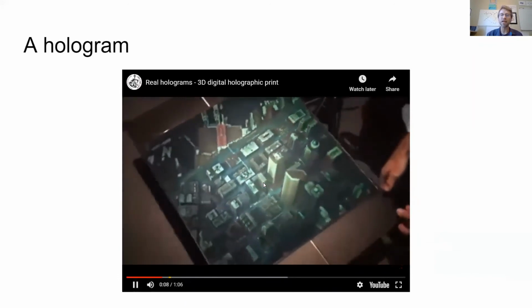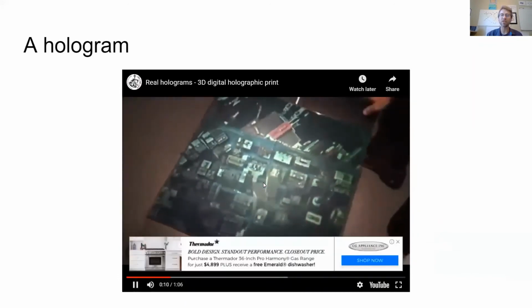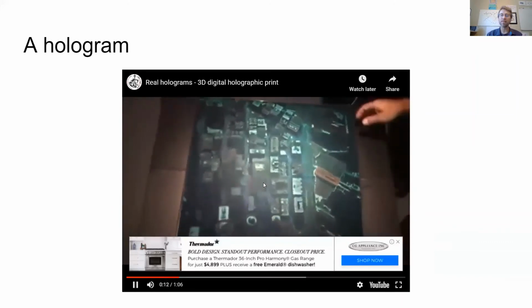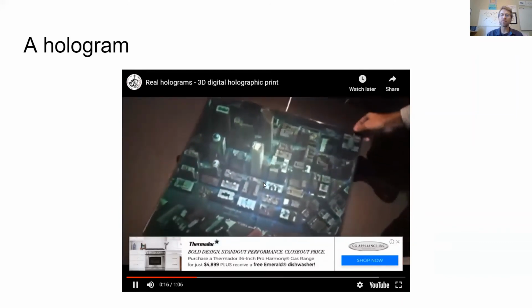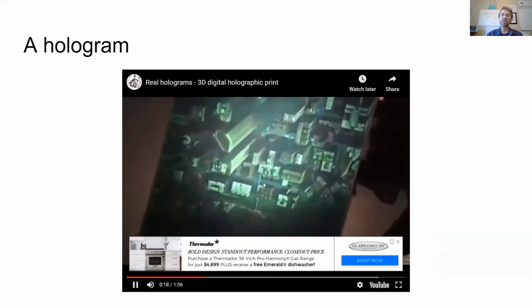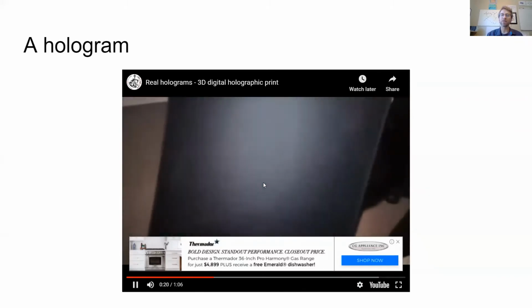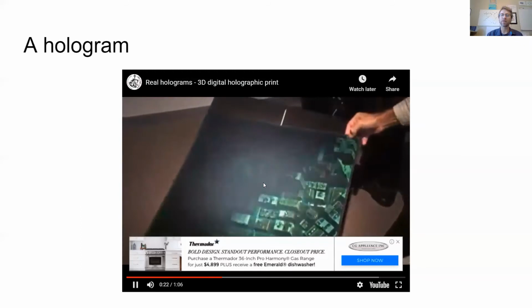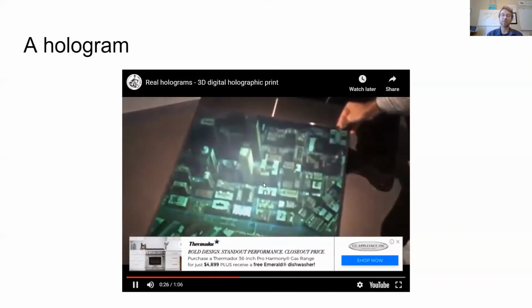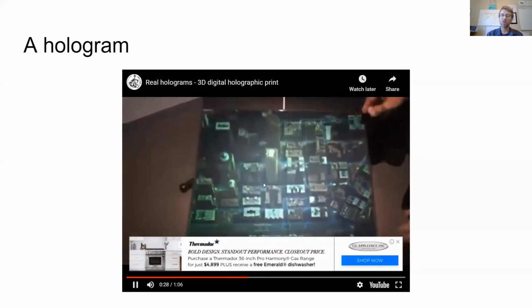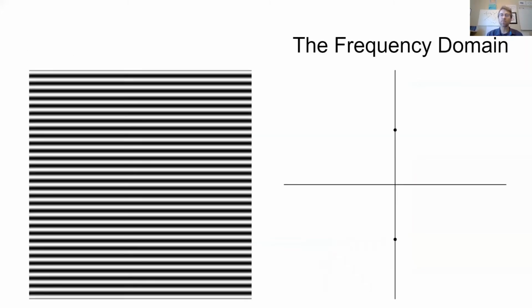And you can see the buildings have parallax, meaning they move past each other. But the bottom line is this is not an actual three-dimensional model. It's just light patterns coming off of the film and tricking your eyes. Because when you tilt it up, you see there's nothing there. And tilt it that way, it's just a blank piece of film. Or not blank, but it's got interference patterns on it. So how does that work?